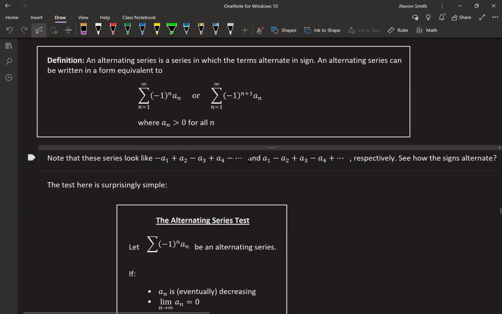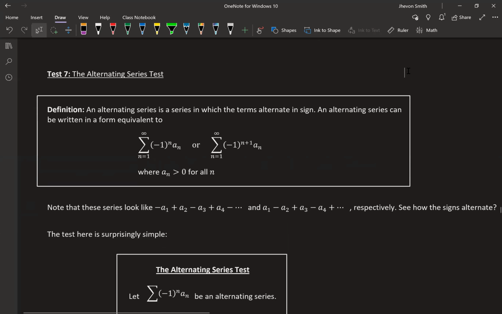Let's move on. Test 7. We're going to look at the alternating series test. By definition, an alternating series is just a series where the terms alternate signs. So you have something like a1 minus a2 plus a3 minus a4 plus a5 minus a6, etc., or you have a plus a1 minus a2 plus a3 minus a4, right? Each term alternates in sign.